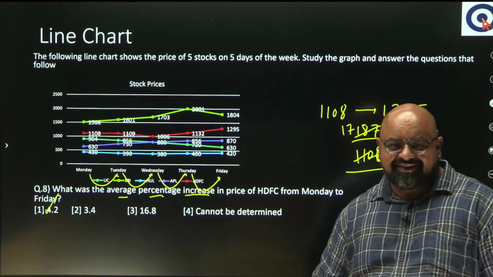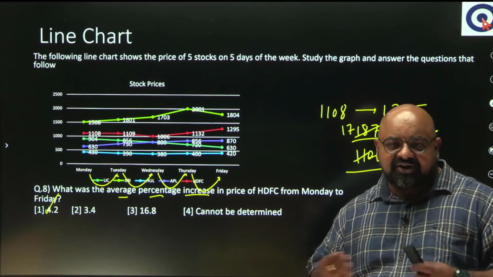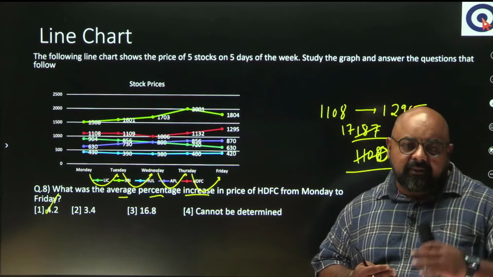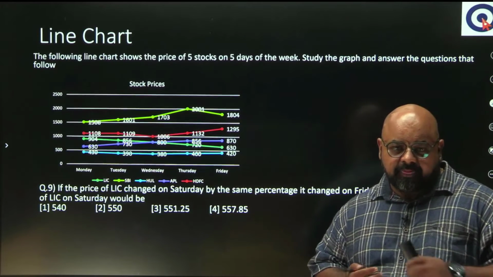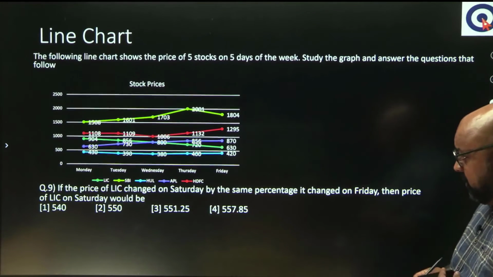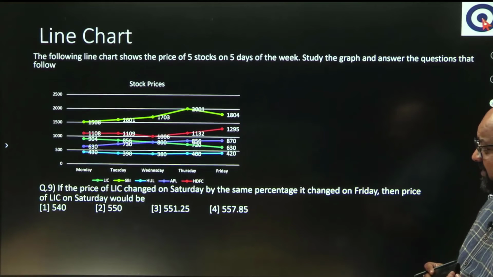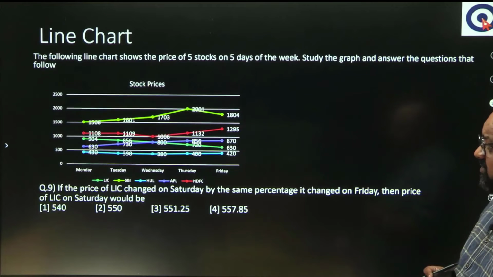Approximation. The value will not change a lot just because 1108 became a 1100, right? Question 9 then. If the price of LIC changed on Saturday by the same percentage it changed on Friday, then the price of LIC on Saturday would be.